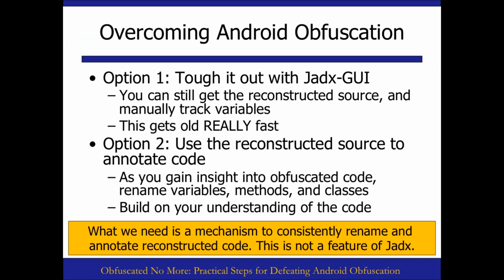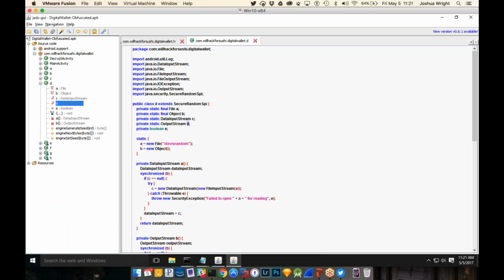Option two, however, is what I want to talk to you about today, and that's taking the decompiled code, or what we like to call the reconstructed code from Jadx, and then to annotate it, to try to understand what's going on inside the application itself. Now, unfortunately, Jadx is not really designed for this. If I decide that this Boolean is something that controls synchronization, I might want to rename it, but I can't. Jadx doesn't allow me to add a comment, nothing.